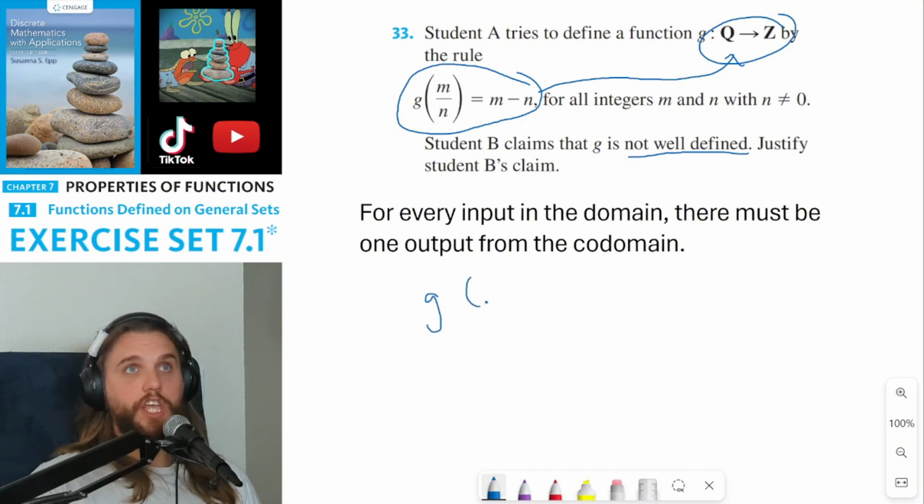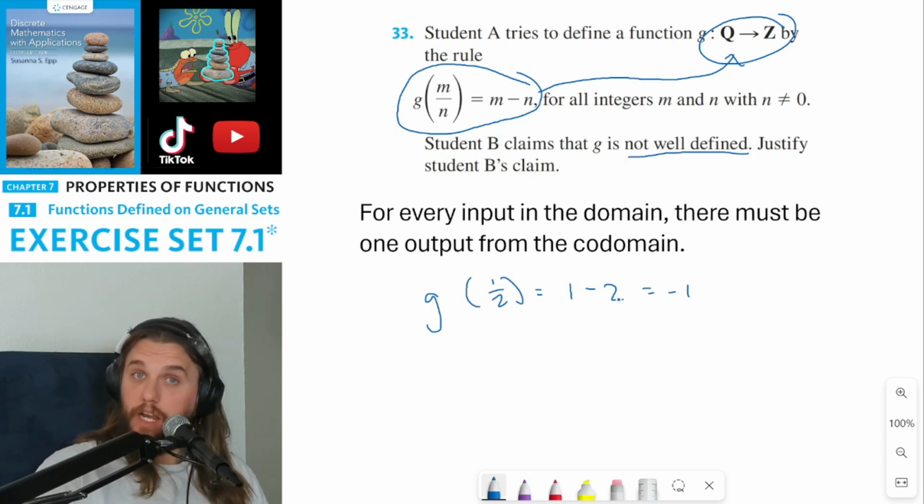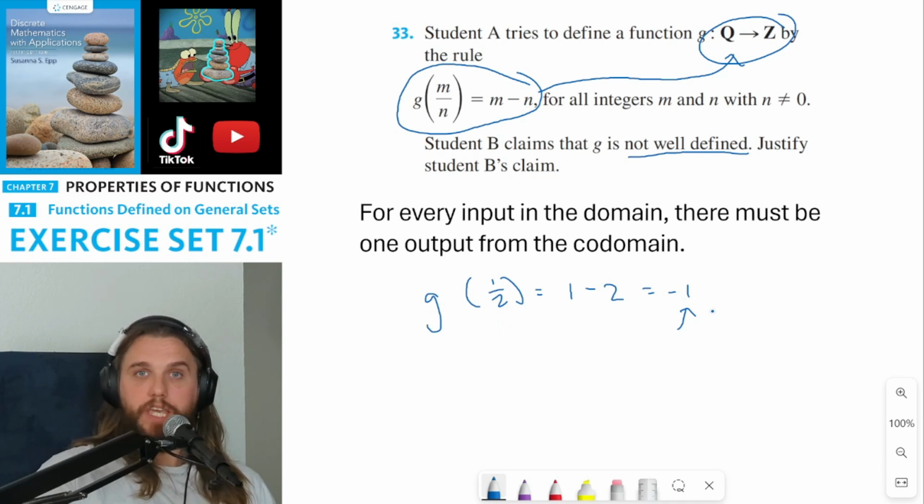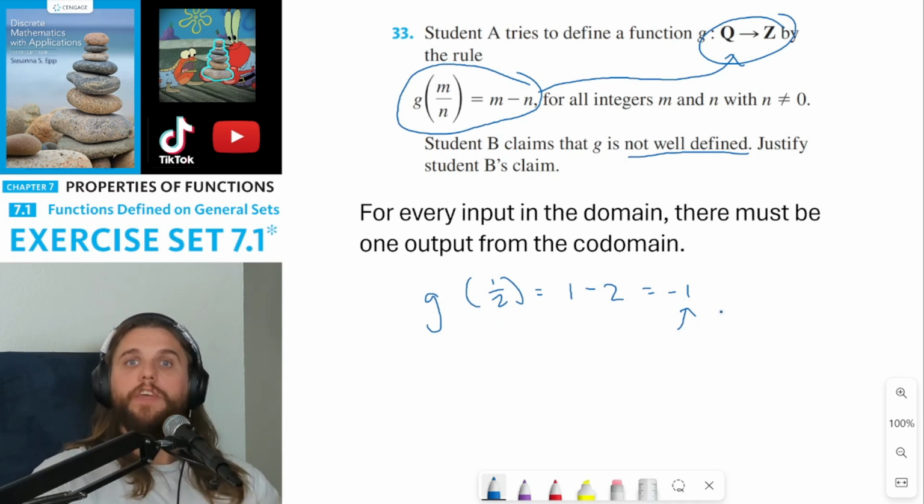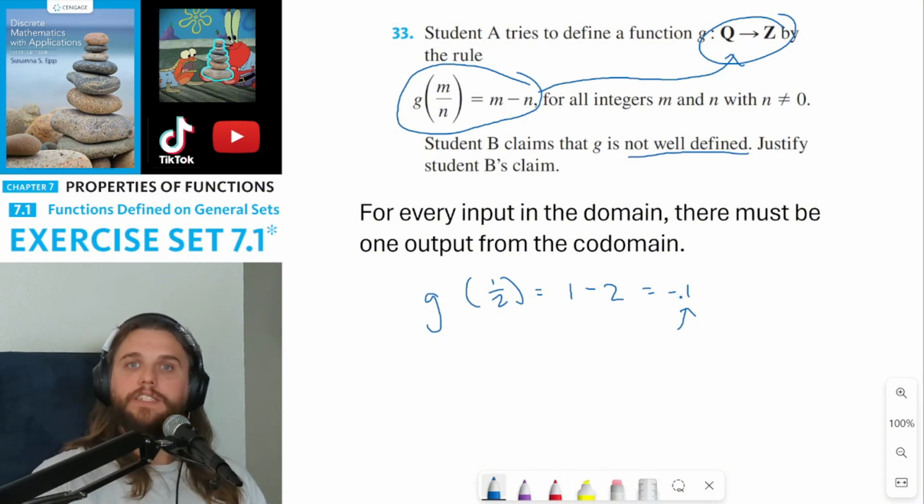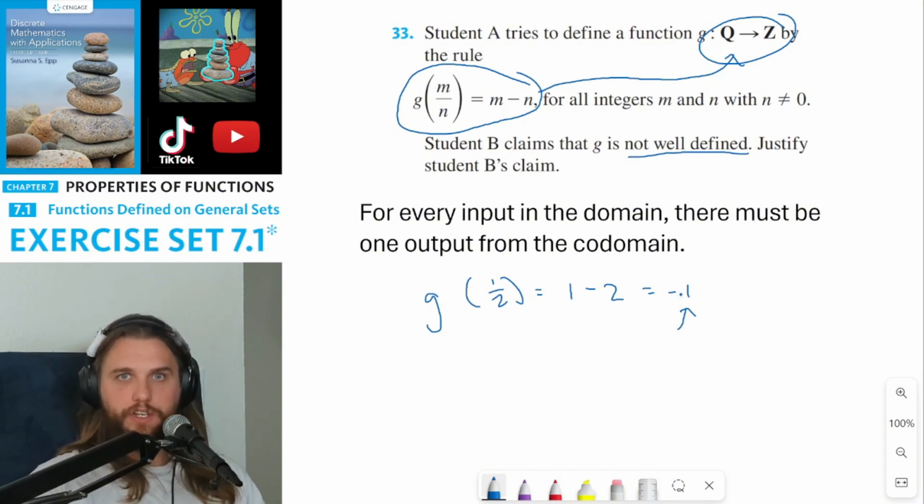For example, g of 1/2 would be 1 minus 2, which is -1. Now, there's no problem here. This is perfectly fine as it's written. The input is an element from Q, and the output is an element from Z. So there's nothing wrong with what is presented so far. But there is a deep problem with this function.